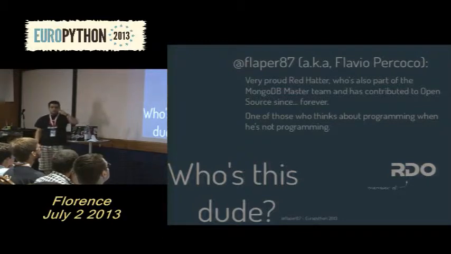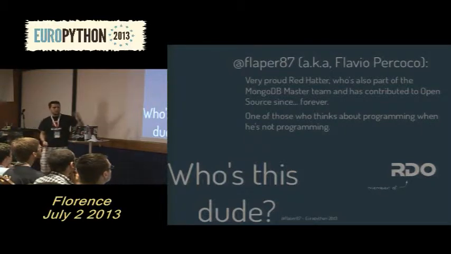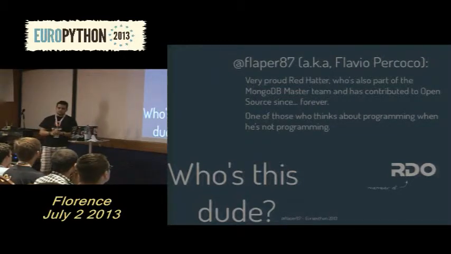A little bit about me. I'm a very proud Red Hatter, part of the MongoDB Masters team as well, although many people are ranting about MongoDB right now, but it's pretty cool. I'm one of those guys really passionate that always thinks about programming when he's not programming, and I'm also part of RDO, which is the Red Hat community behind OpenStack. So we're making sure OpenStack works perfectly in every single RPM-based distribution. So you can trust all RPM-based distributions, get OpenStack running on it, and just use it.